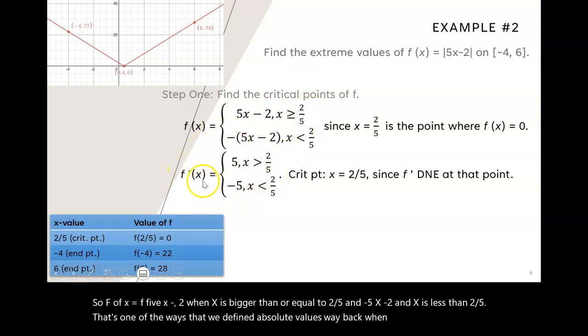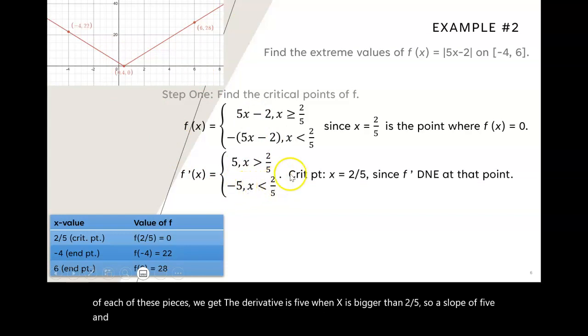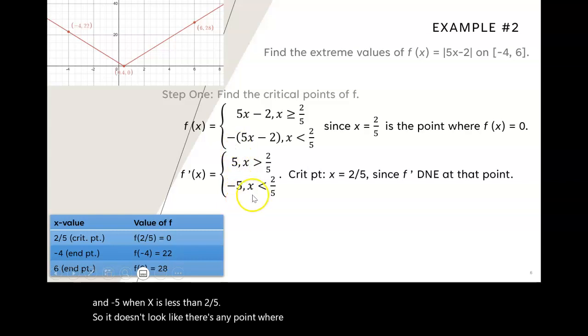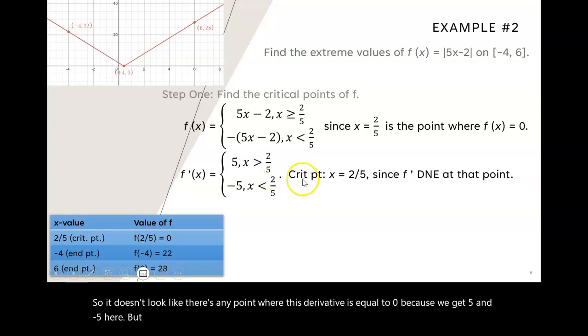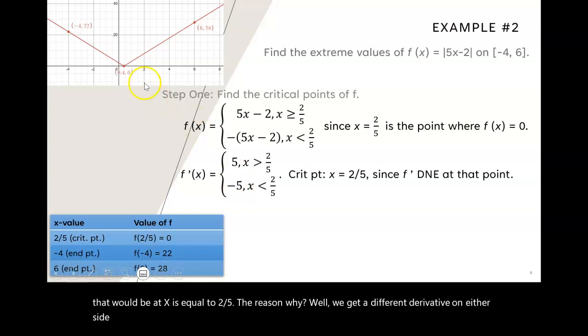When we take the derivative of each of these pieces, we get the derivative is 5 when x is bigger than 2/5, so a slope of 5, and -5 when x is less than 2/5. So it doesn't look like there's any point where this derivative is equal to 0 because we get 5 and -5 here. But remember, we do get critical points whenever the derivative does not exist. And that would be at x is equal to 2/5. The reason why? Well, we get a different derivative on either side of 2/5, which is what we call a corner. Our absolute value function has a corner. So we're going to use x equals 2/5 as one of our critical points.